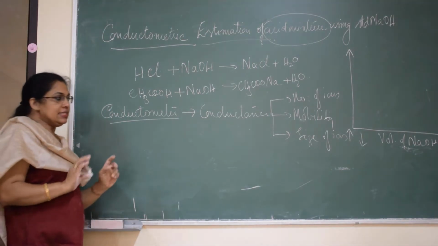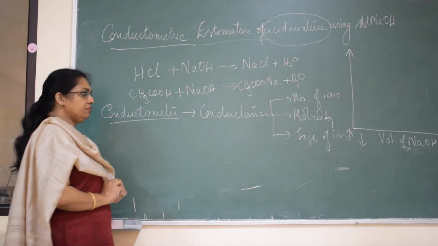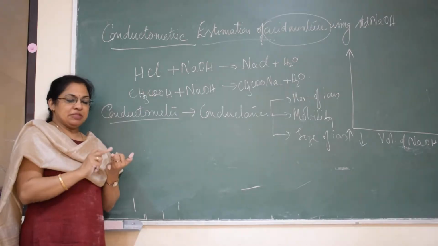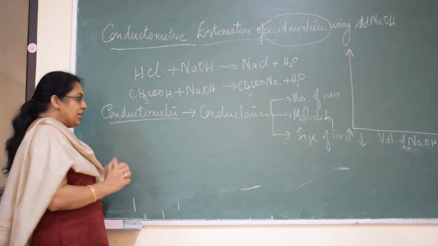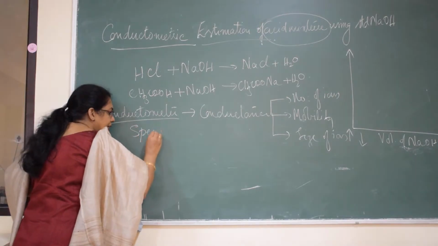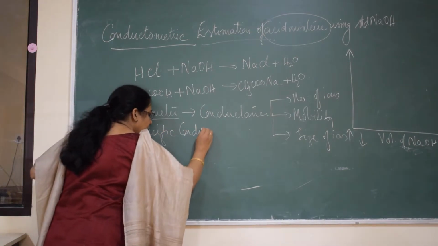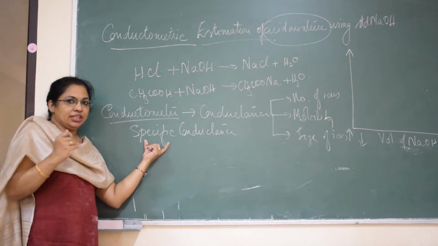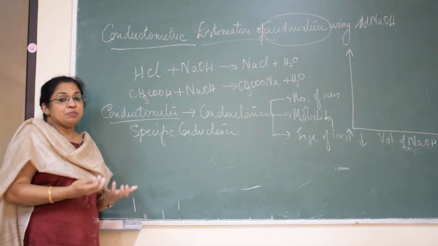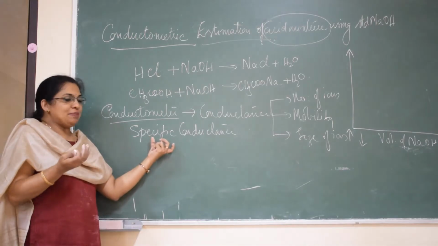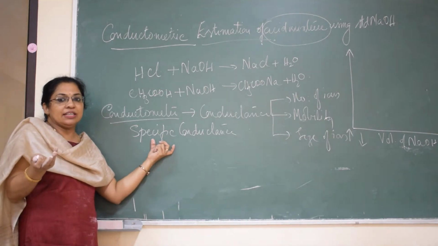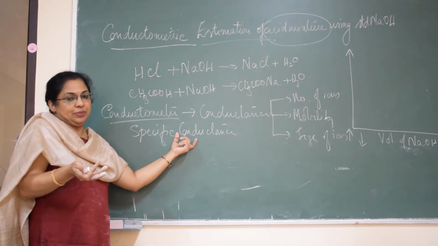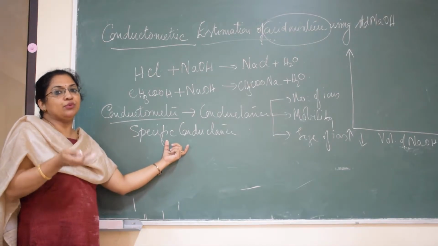That's about conductance. One more point I want to tell you here. There are three different types of conductance: molar conductance, specific conductance, and equivalent conductance. For today's experiment, I am going to measure the specific conductance. But how can I measure specific conductance? That's the next question. How do we define specific conductance? It's the conductance of a solution for a specific volume of the solution.